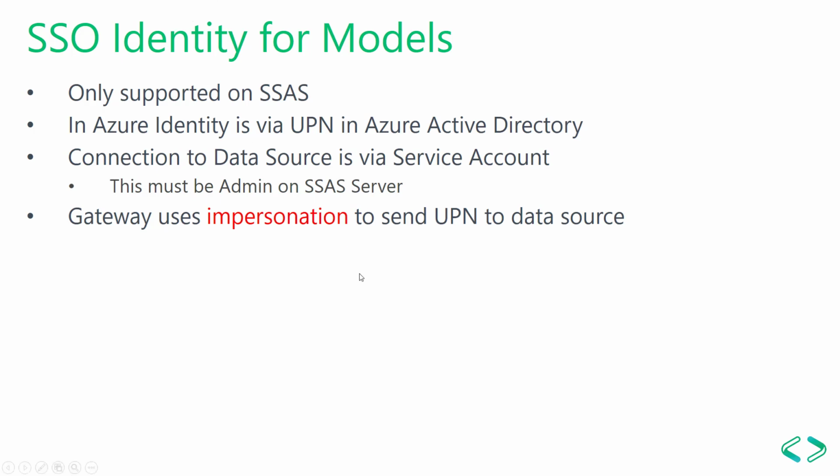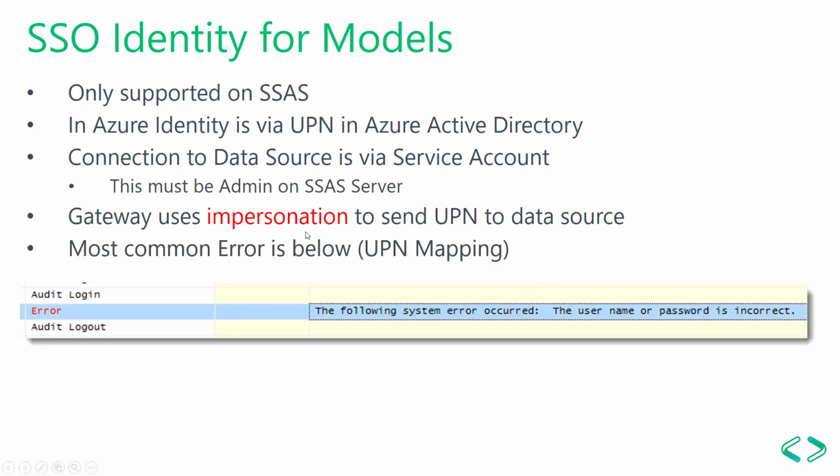Now, one of the most common errors you will get is, first of all, it won't work. And secondly, when you run Profiler on Analysis Services, you'll see an error message saying the following system error occurred: the username or password is incorrect. So what this generally means is that invalid credentials from the cloud are not known on-premise, and therefore the gateway won't work for them.